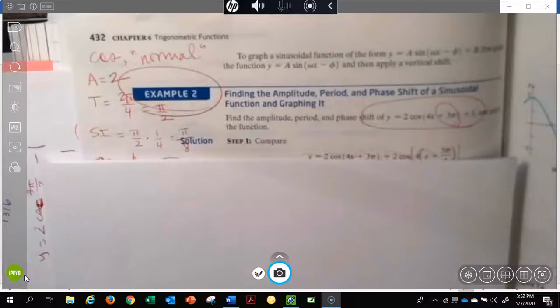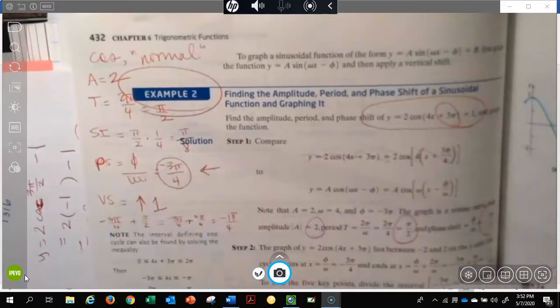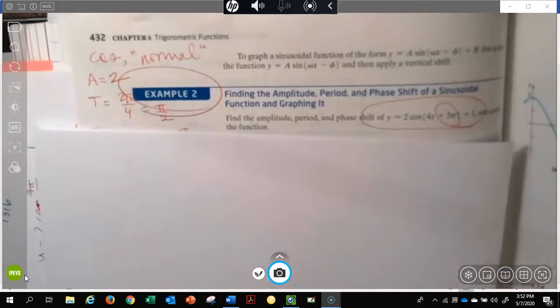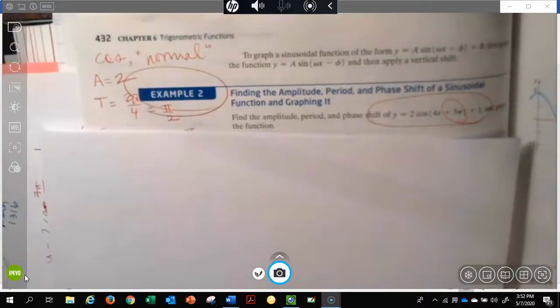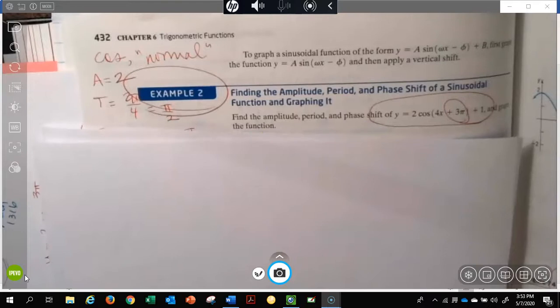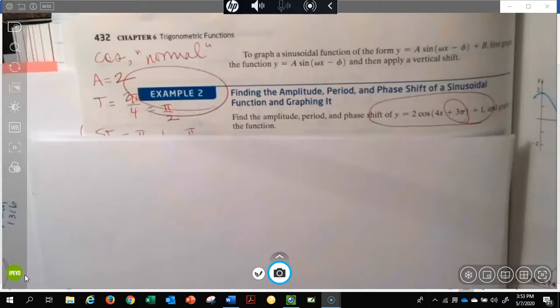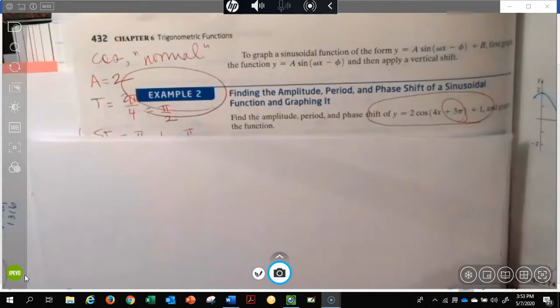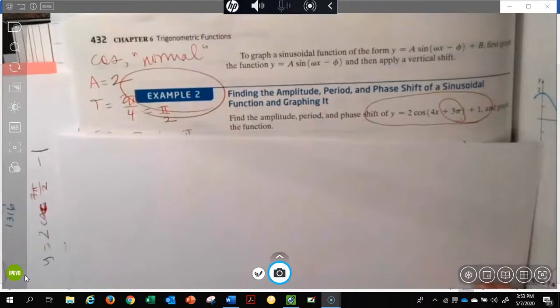So now we are in section 6.6, and I want to work through example 2 with you. I've already got a bunch of scribbles going on, but I want to walk through those individually. It says to find the amplitude, period, and phase shift of these, and then to graph the function. So several of the things I've been showing you that were coming up, they're now here.